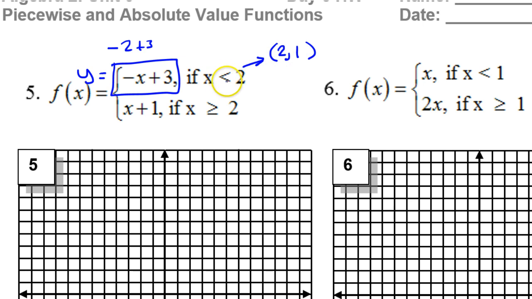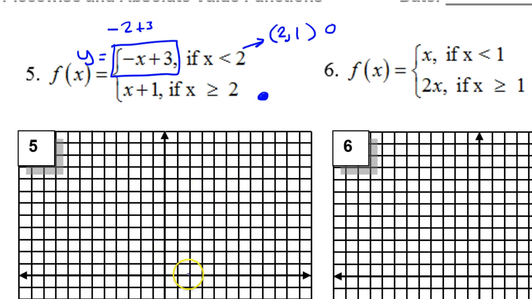Now this point should not be included because we want x values that are less than 2, not equal to 2. So we will make this an open circle. If this had been less than or equal to, we would make it a closed circle. So let's put an open circle at (2, 1). Over 2, up 1, we'll have an open circle right there.